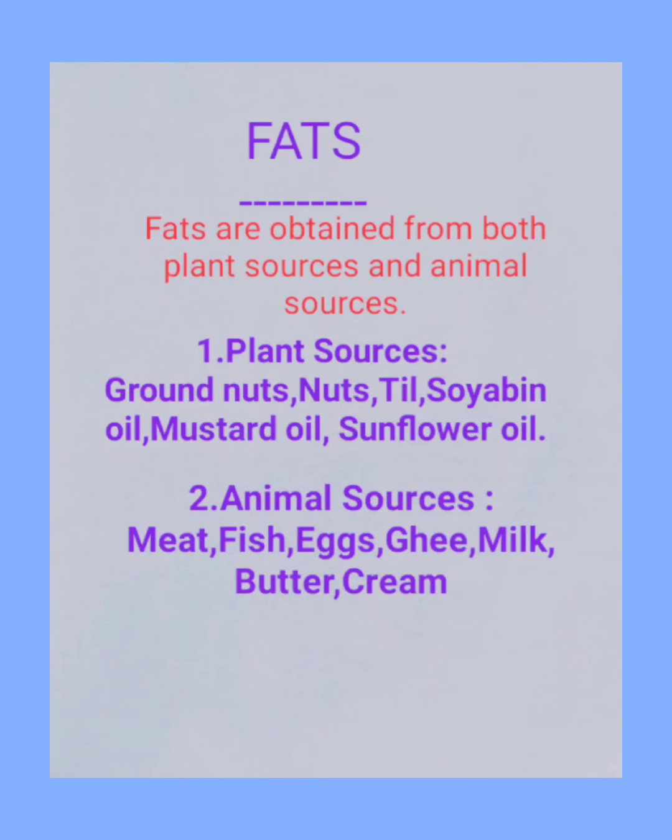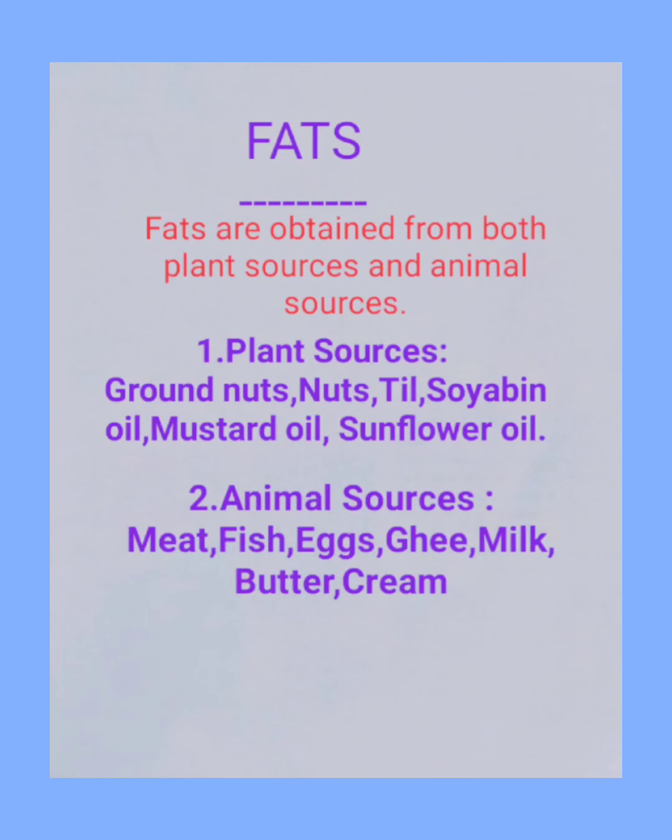What are the plant sources of fats? Groundnuts, nuts, til, soybean oil, mustard oil, sunflower oil. And what are the animal sources of fats? Meat, fish, eggs, ghee, milk, butter, and cream.